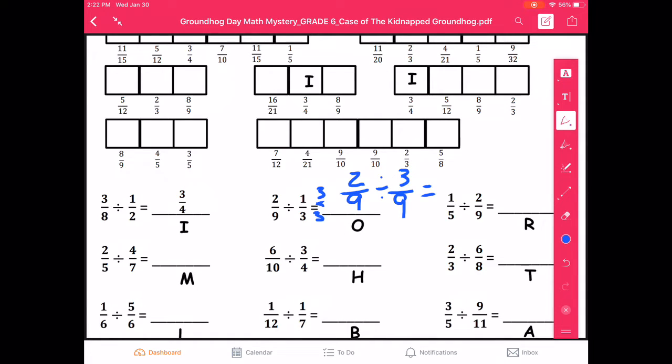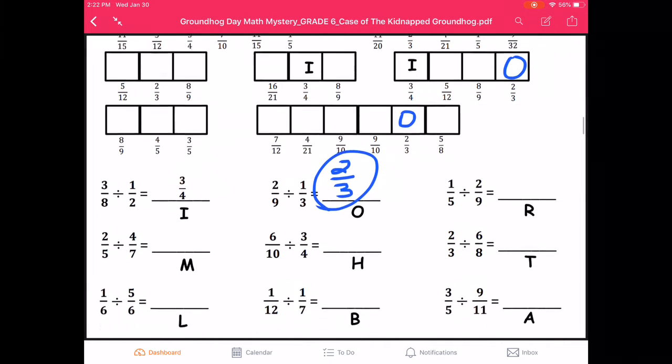And remember when we were talking about dividing fractions, when your denominators are the same, they cancel out, they become nothing. And so this problem then becomes 2 divided by 3. Well, 2 divided by 3, I know, is the same as the fraction 2/3. So 2/3 is going to be my answer there. It looks like there's one right there. So 2/3 is in fact an answer for this math mystery, and it's the answer to letter O.